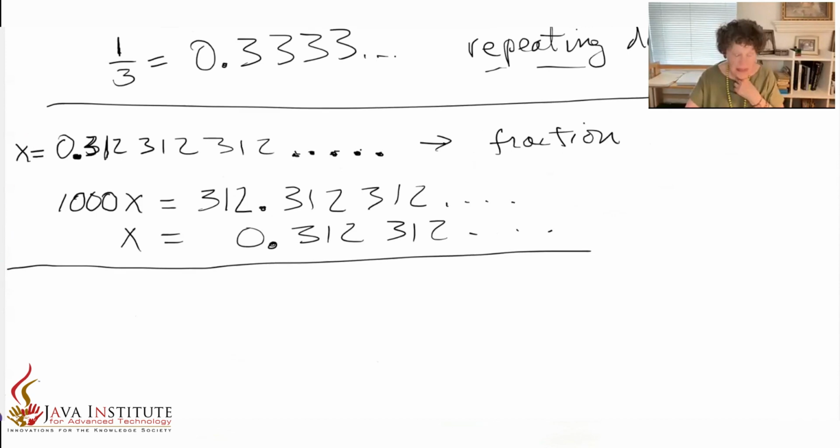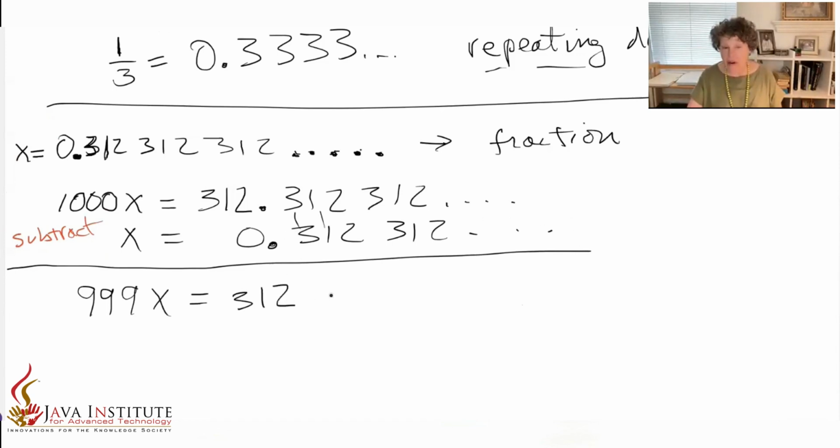So I'm going to do a subtraction. We're going to subtract, and we're going to get 999 x's. Subtract 0 from 312, and we get 312. And then here, we're going to have a pattern.